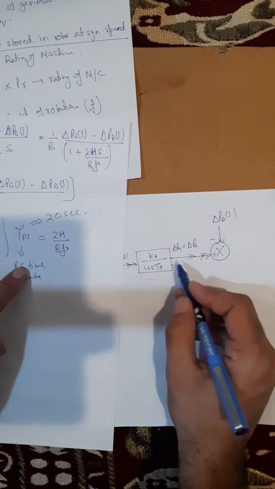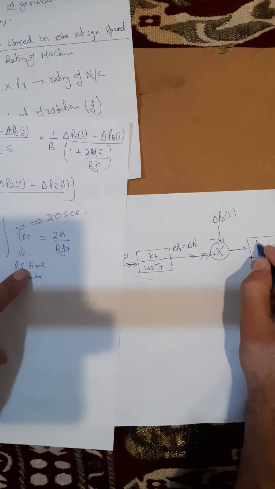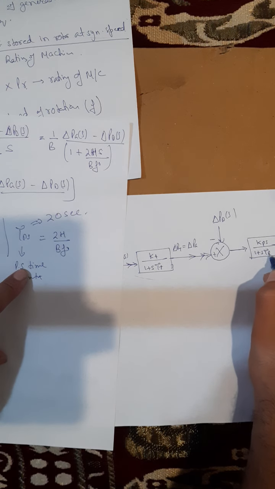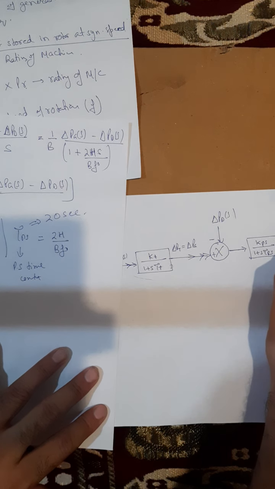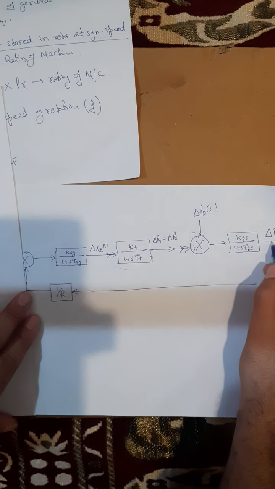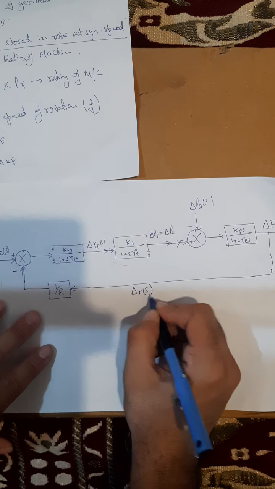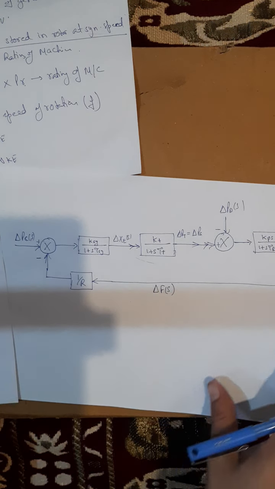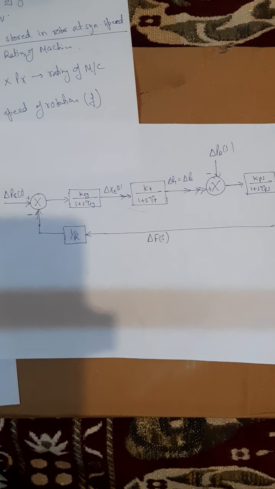This input goes into the transfer function block with the gain Kps upon 1 plus s time constant Tps. And what is the output of this block? It is nothing but delta fs, and this delta fs is the feedback to the speed governor. Okay, got it? So this is the complete block diagram for a load frequency control of an isolated power system.